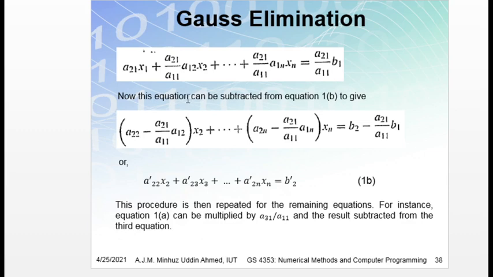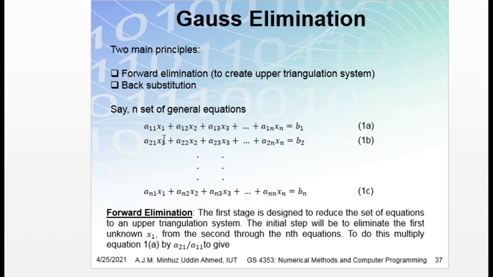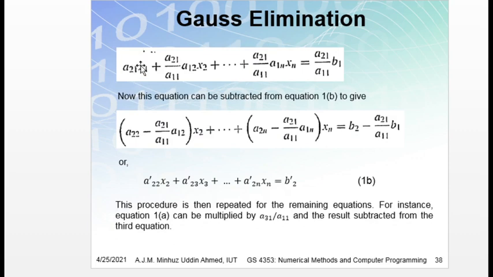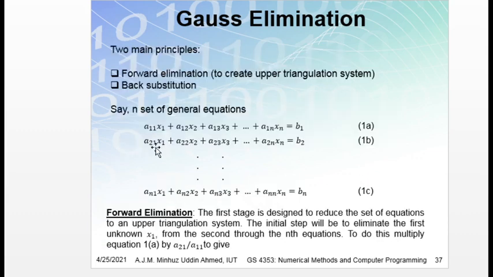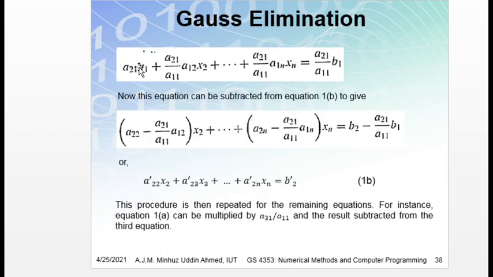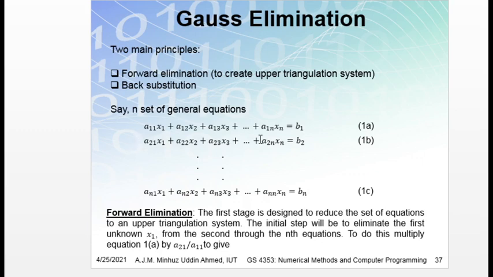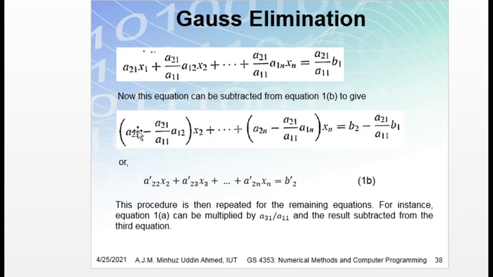However, this one now will be subtracted from 1b. So 1b, as you know, is a21 x1. So the x1 coefficient of this equation has changed to a21 as well. This is modified 1a, and this is 1b. So if I subtract this modified 1a from the previous 1b, a21, then it will become like this.